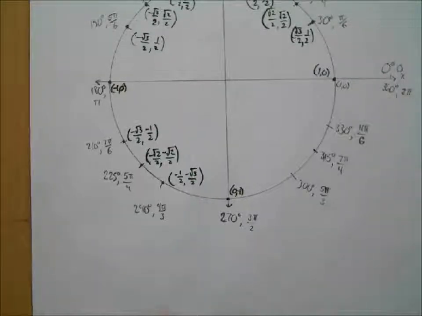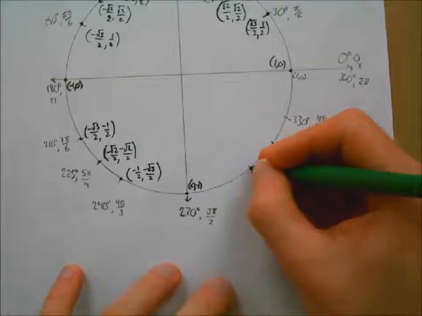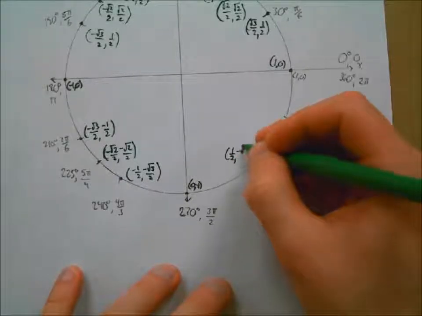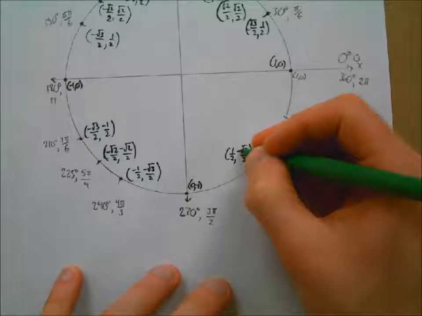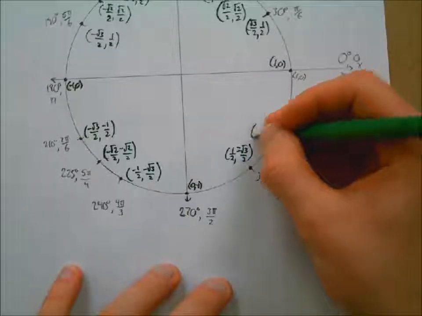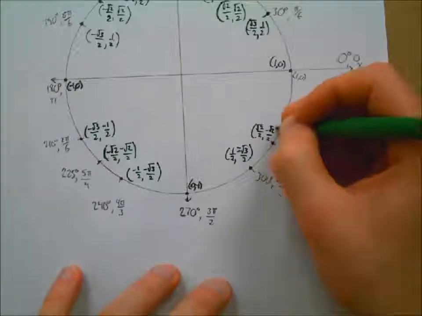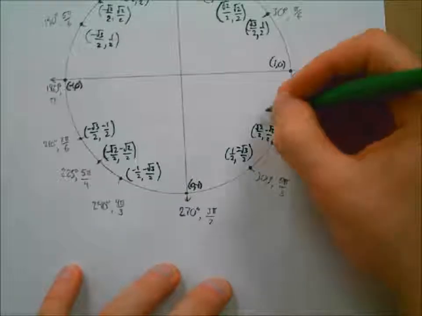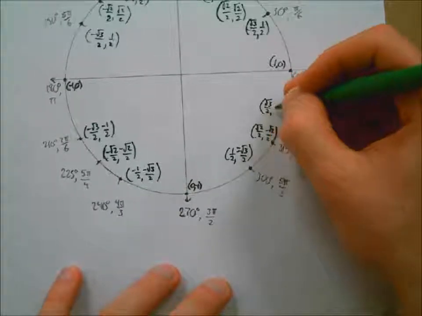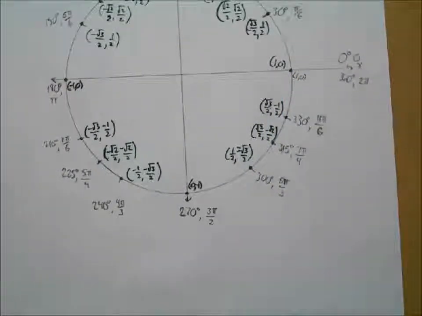So I think I can get it squeezed. Yes. Okay. And so then this will be positive 1/2, negative root 3 over 2. Root 2 over 2, comma, negative root 2 over 2. And then root 3 over 2, comma, negative 1/2. Okay. And there are all the coordinates for our unit circle.